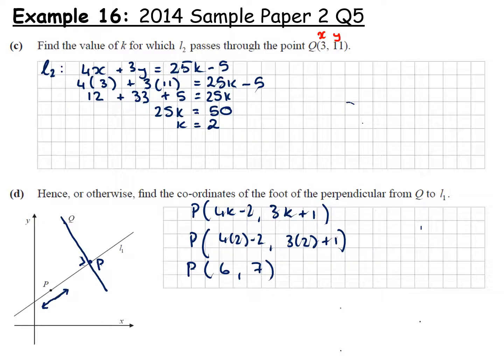So the foot of the perpendicular, basically the point where that line from Q to L1 meets. So the line that goes from Q to L1, where that meets the line L1. So all they're asking in that part is to find P. So don't let the wording confuse matters.